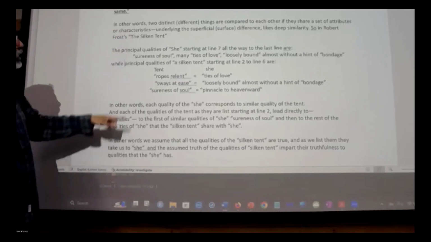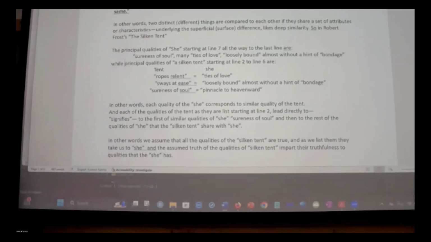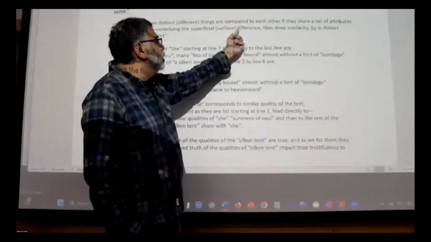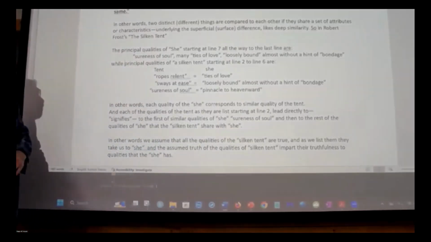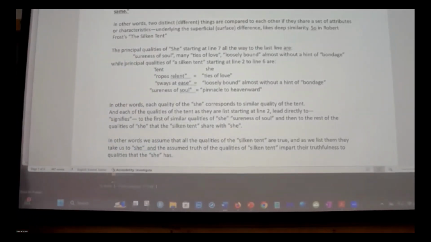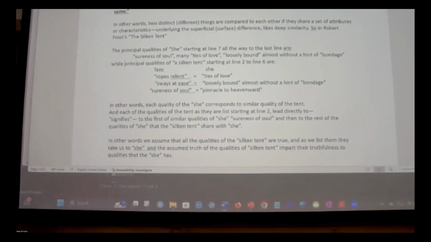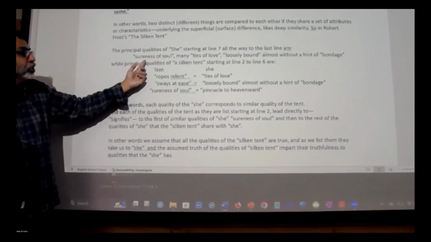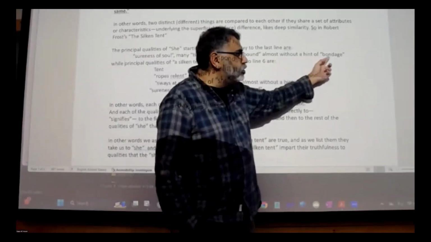In other words, two distinct different things like a silken tent or a she are compared to each other if they share a set of attributes or characteristics underlying the superficial surface difference between these two entirely different things. A tent does not look like a woman or a she, but it turns out they are similar. So the principal qualities of the she starting at line 7 all the way to the last line are, so I need to do this in reverse. I'm going to fix that. I found sureness of soul, ties of love, loosely bound, and then I've added something almost without turning into bondage.